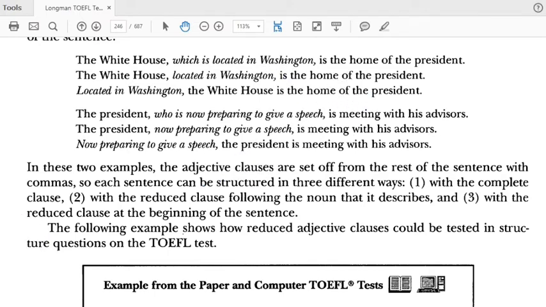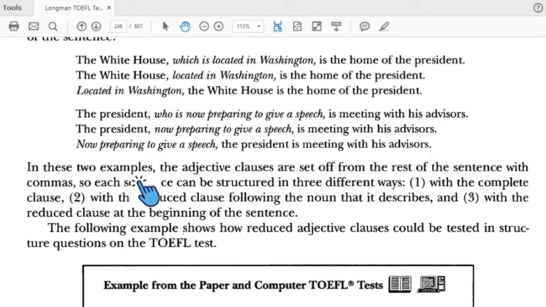Okay, for example, again: The president, who is now preparing to give a speech, is meeting with his advisor. We reduce who and is, because of be. Okay, the president now preparing to give a speech is meeting with his advisor. If we want to put the subject here, we put only one comma. So: Now preparing to give a speech, the president is meeting with his advisor.